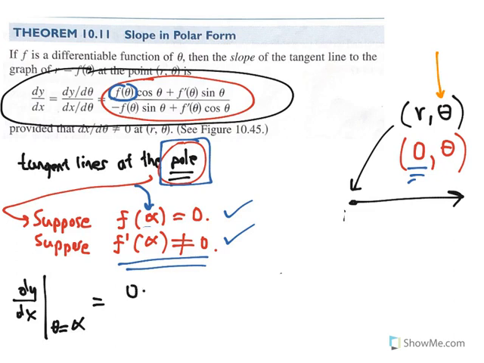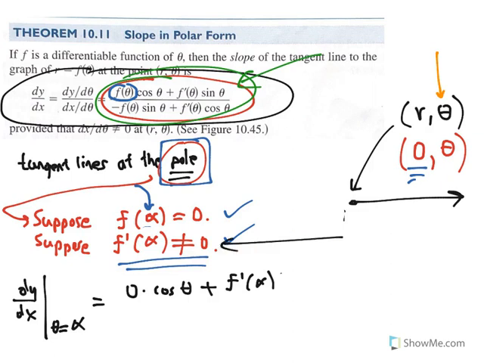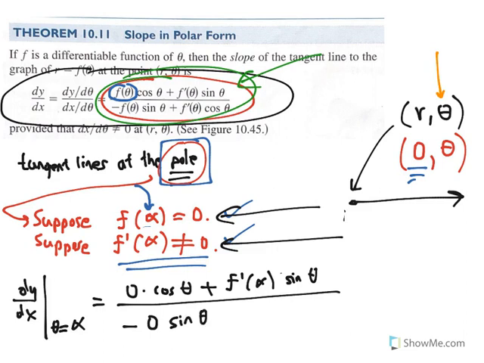So f of alpha, which is 0, times cosine theta, and I'm just getting this from our slope in polar form theorem, plus f prime of alpha, which we know to be not equal to 0 by our assumption, times sine of theta, divided by negative f of alpha, which is 0 by our assumption that we have a point at the pole, times sine of theta, plus f prime of alpha, which is not equal to 0 by our assumption, times cosine of theta.